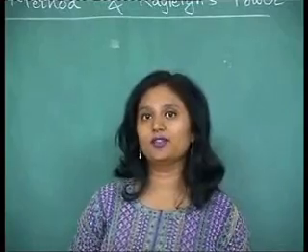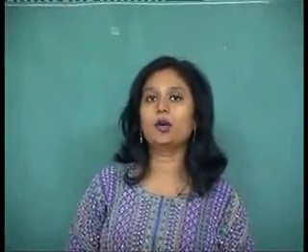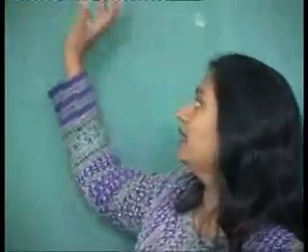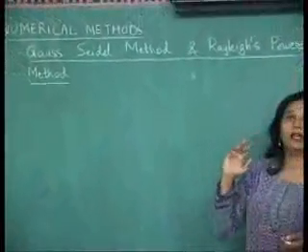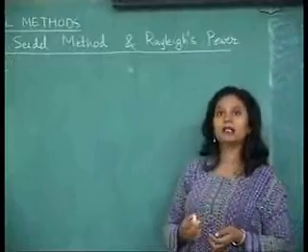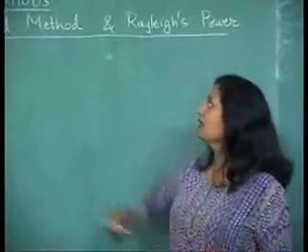In the last lecture of this unit on numerical methods, we see an approximate method of finding approximate solutions to a system of linear equations. That is the Gauss-Seidel method, and we will see Rayleigh's power method to find the largest eigenvalue of a matrix and corresponding eigenvector. So let's begin with the Gauss-Seidel method.